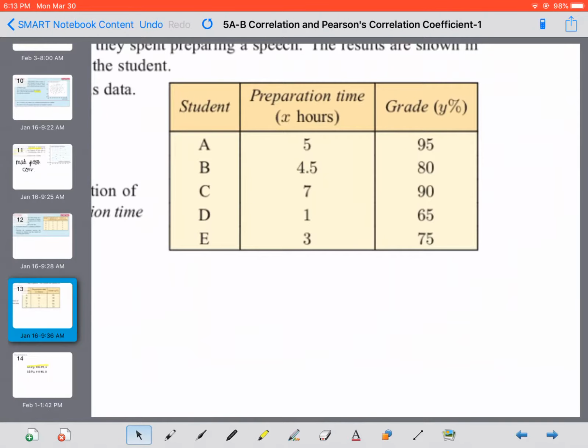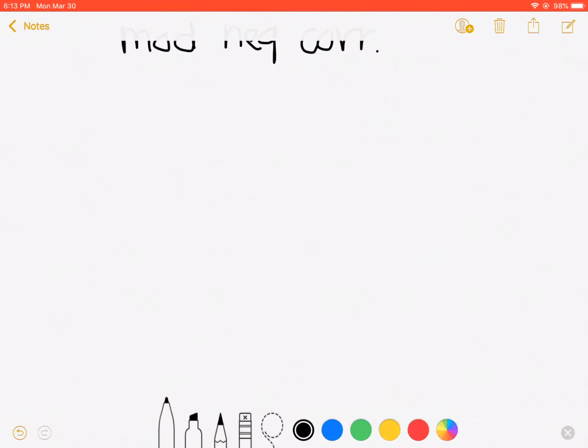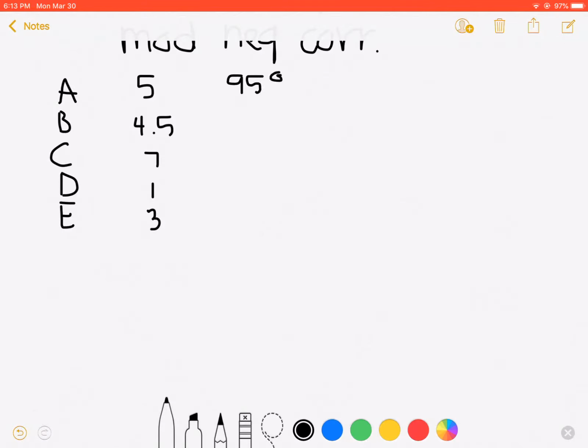Okay, so those are the grades that we received, and I am going to take that information and transfer it here so that I have more space to write. So they got student A, B, C, D, and E. Those are just the students. Student A spent 5 hours, 4.5 hours, 7 hours, 1 hour, and 3 hours. And then student A got a 95%. Student B got an 80%, a 90%, a 65%, and a 75%.